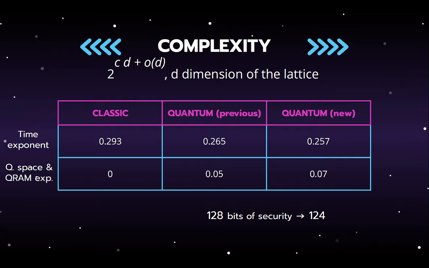Concretely, that implies that a cryptosystem based on SVP, which was claimed to have 128 bits of security, has now lost 4 of them.